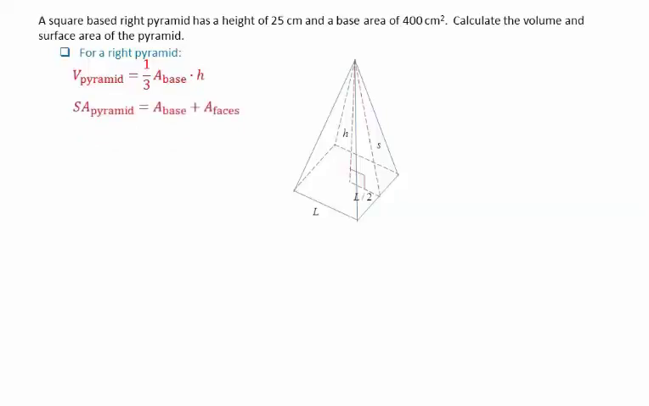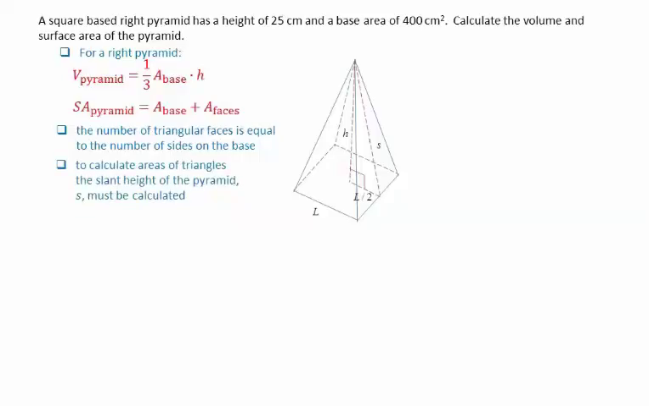The surface area of a pyramid is simply the area of the base plus the areas of all of the triangular faces. The number of triangular faces will always be equal to the number of sides on the base. Note that to calculate the areas of the triangles, the slant height of the pyramid, S, must be calculated.